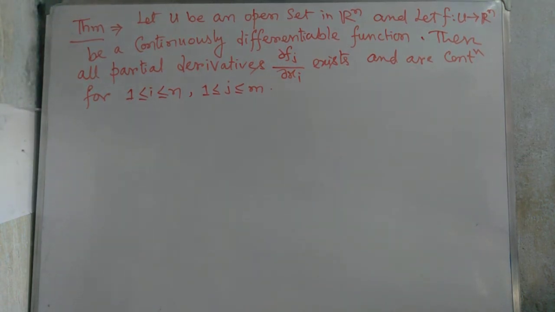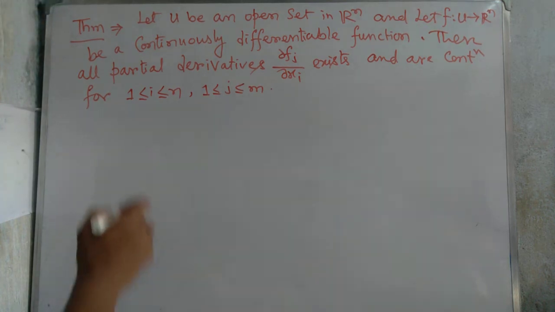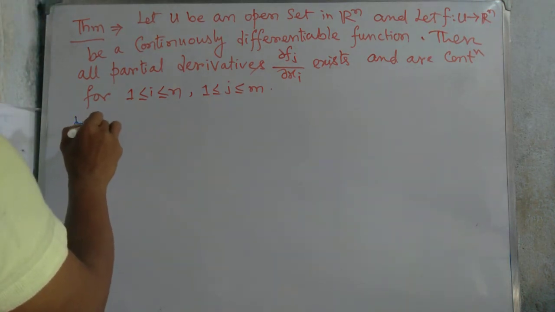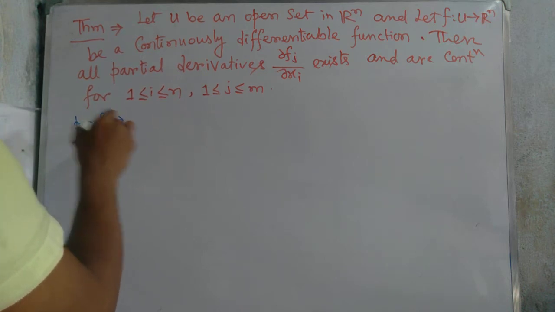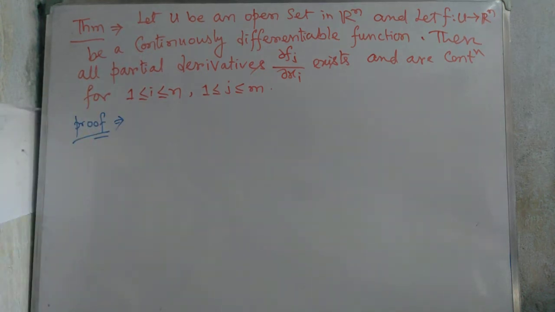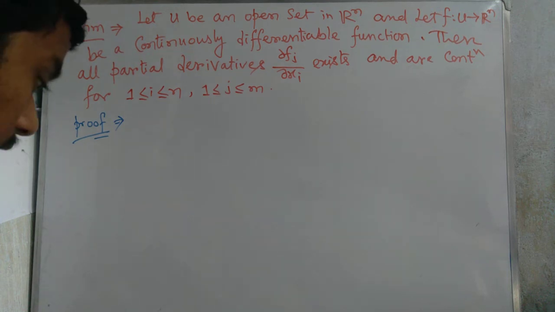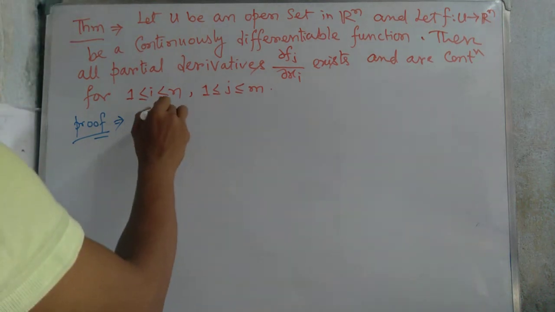Okay, we now discuss the proof of this theorem. So the statement says that if U is a subset of Rn and f: U → Rm is a continuously differentiable function, then all partial derivatives exist and are continuous. Now we are going to prove this.